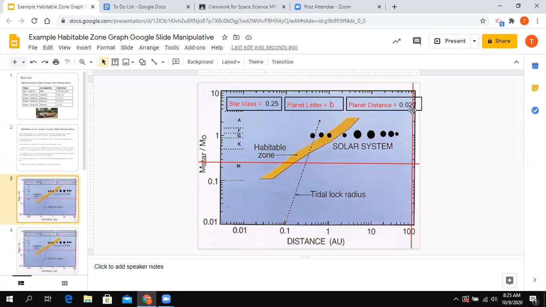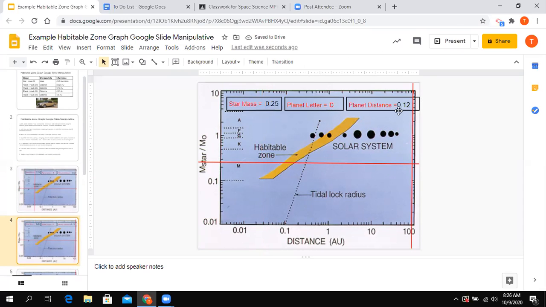So our first one is 0.027. So 0.01, 0.02, 0.03, 0.027 is about right there. So I'm going to take my vertical line and drag it over to that location. I don't know if I can get it closer to that. Maybe not. Again, we've got limitations with Google Slides.